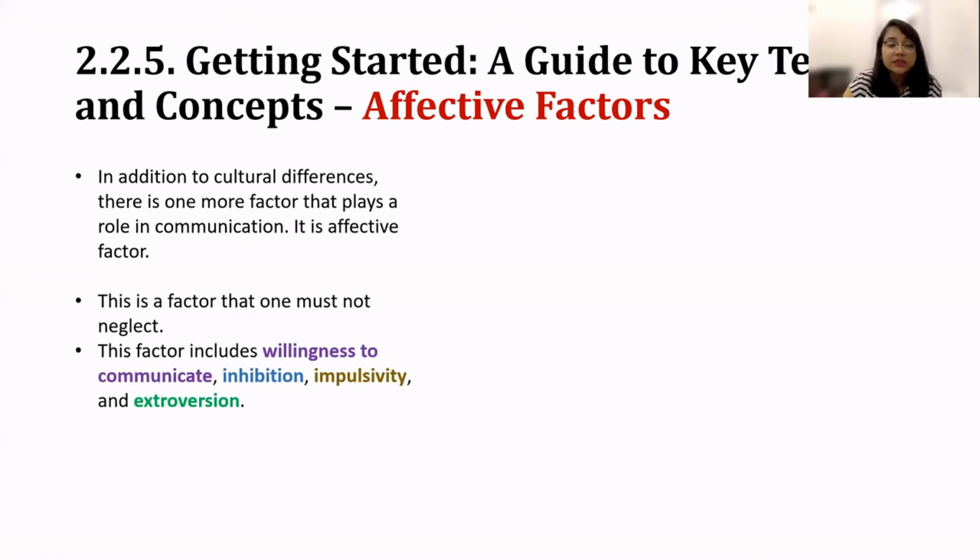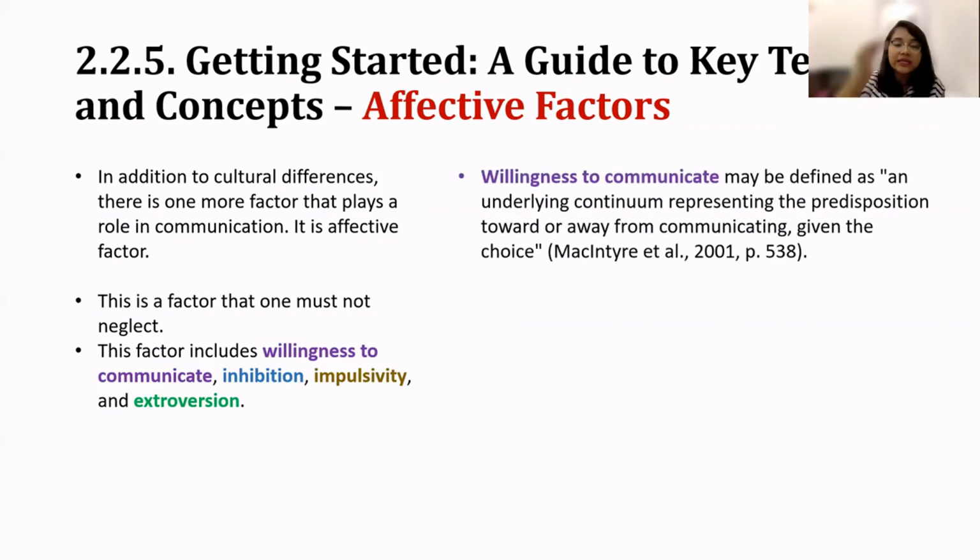Affective factors include many things: willingness to communicate, inhibition, impulsivity, and extroversion. So there are 1, 2, 3, 4, and 5 factors inside affective factors. We will discuss that one by one. I indicate each factor in affective factors in a different color to make it easier to differentiate one from another.